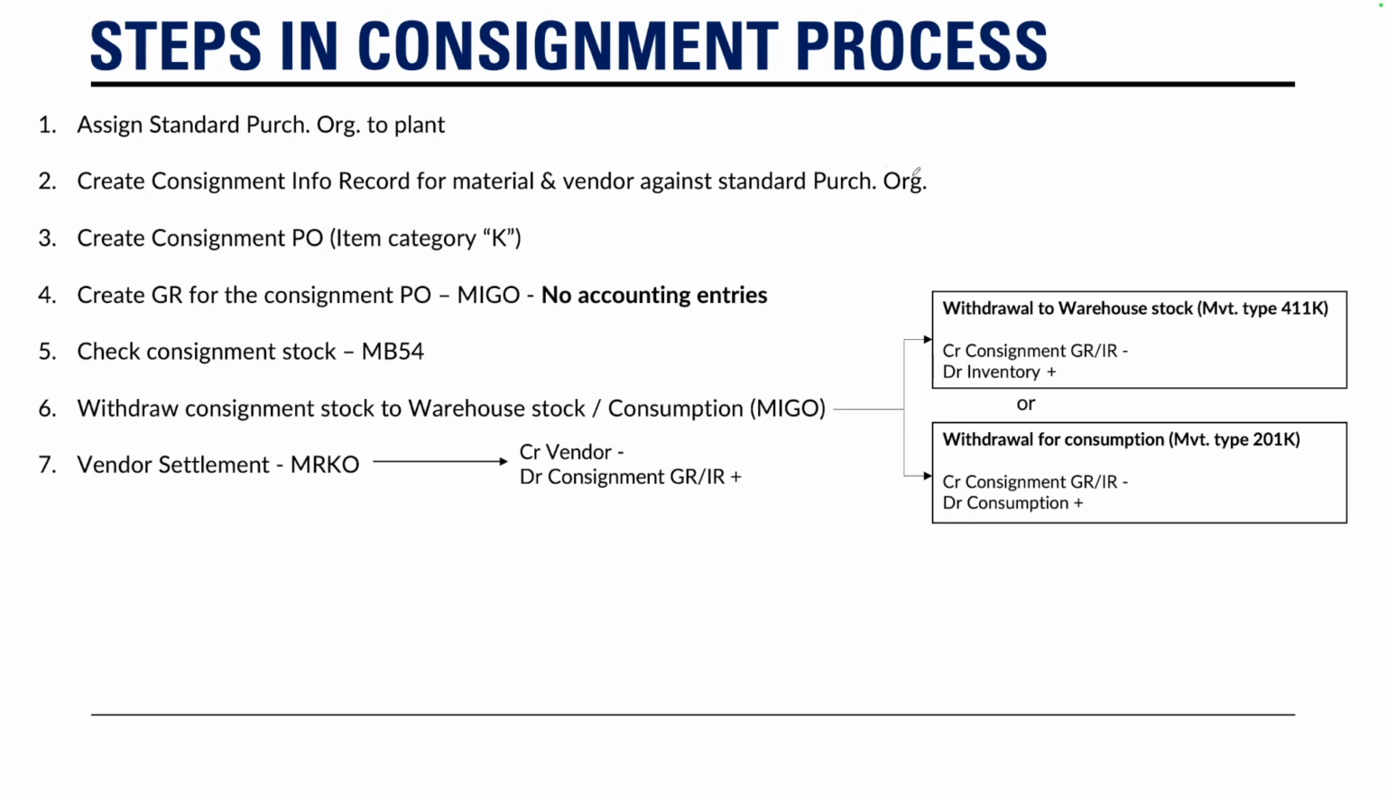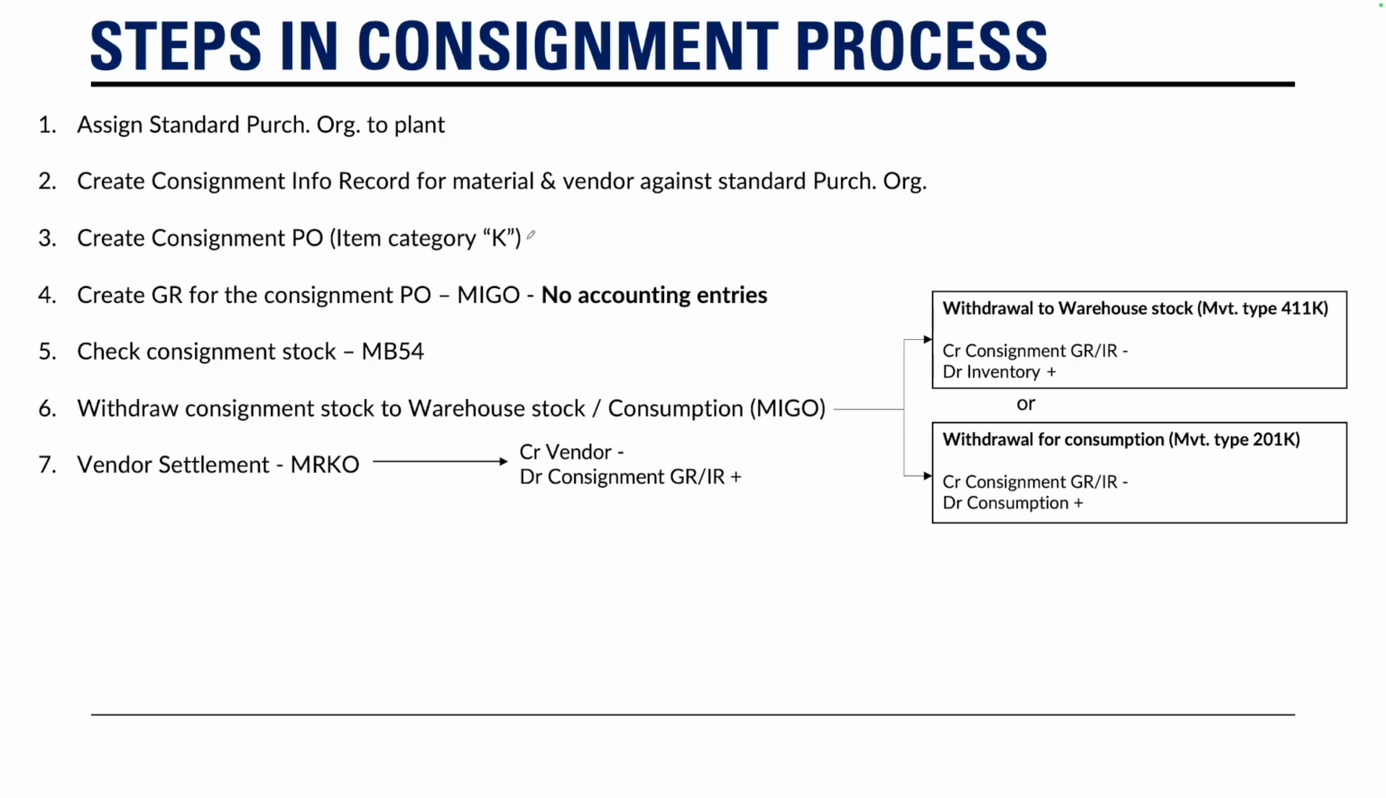Now after this, you will have to create something called a consignment info record for the material and vendor combination against the standard purchase organization. This consignment info record will actually contain the prices that have been finalized with the vendor for this particular consignment purchase order.